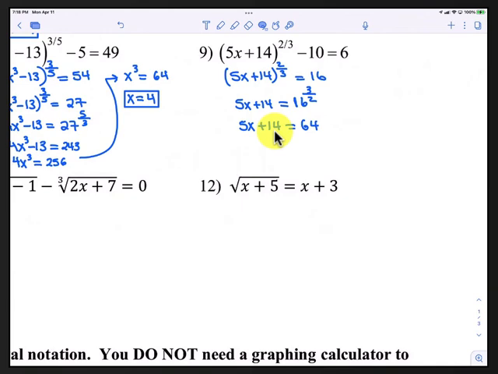Subtracting 14 from both sides leaves us with 50 on the right, and then dividing by 5 gives us our solution, x equals 10. And if we plug in 10 for x in the original equation, we would find the equation to be true, so it works.